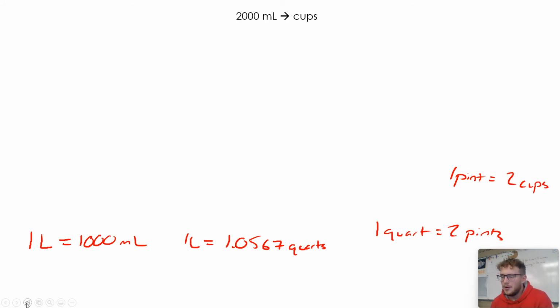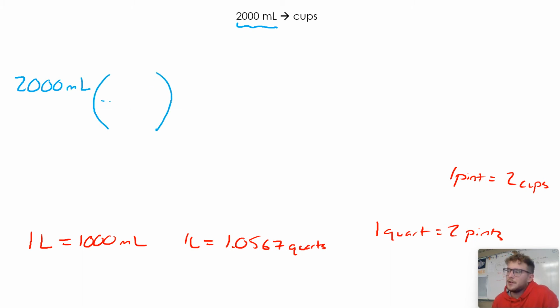Again, you always start with what you're trying to convert. So in this case, I'm trying to convert my 2,000 milliliters. So let's go ahead and write that down, my 2,000 milliliters. And I'm going to multiply that by some sort of conversion. Well, I recognize that I'm going to have to do multiple conversions here. So the first step, my pathway here, is I'm going to go from milliliters to liters, liters to quarts, quarts to pints, and then pints to cups.